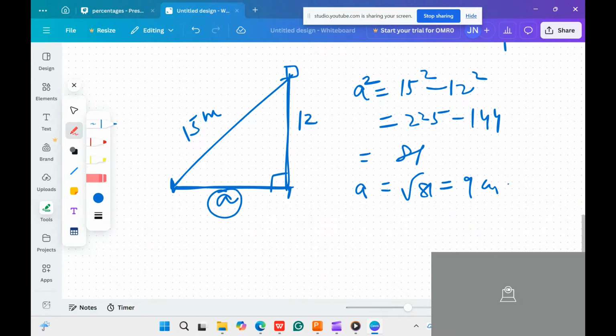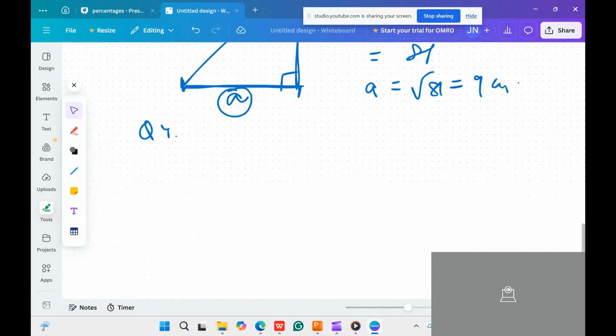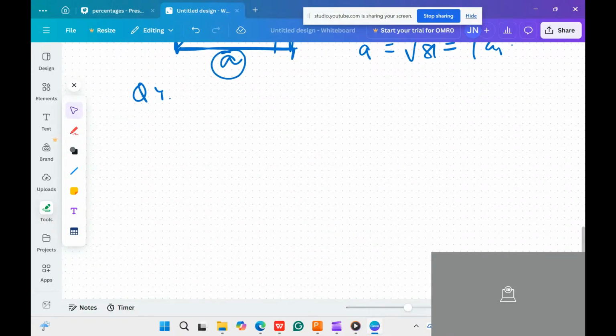Now, question number 4. This question could also belong to the triangle inequality property, but why has it been asked in this particular part? For this, remember that they have given a specific word. They said, which of the following can be the sides of a right triangle? They are clearly telling you that it's a right triangle.